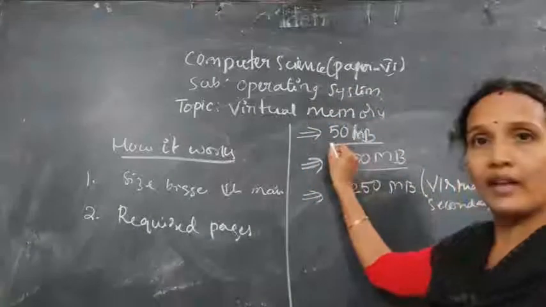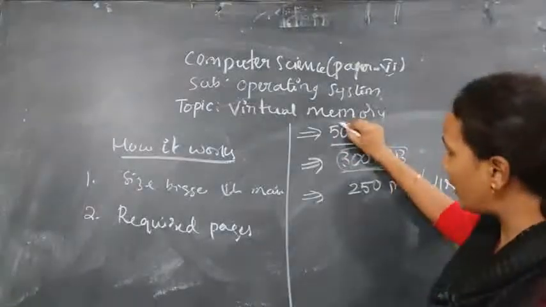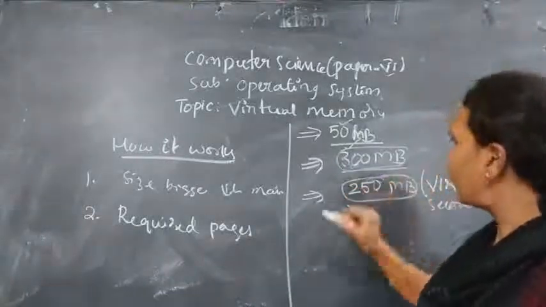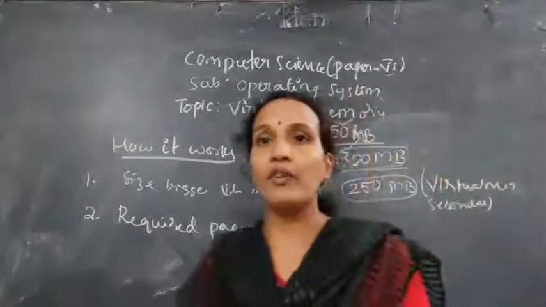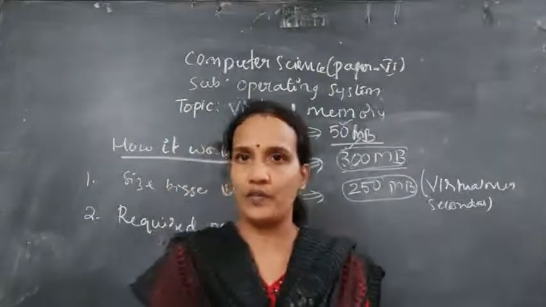Understood? Here I have given one example. How much memory do we have right now? 50 MB. How much does the user want? 300 MB. 50 MB we have, so you can easily load that. The remaining 250 MB we use as virtual memory. And from where are we taking the 250 MB? From the secondary storage devices.